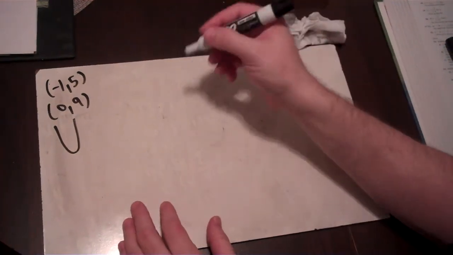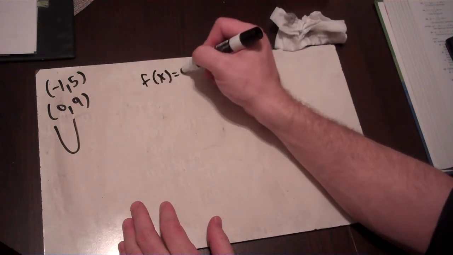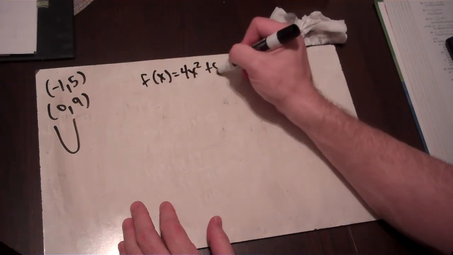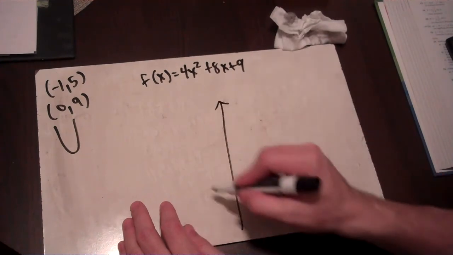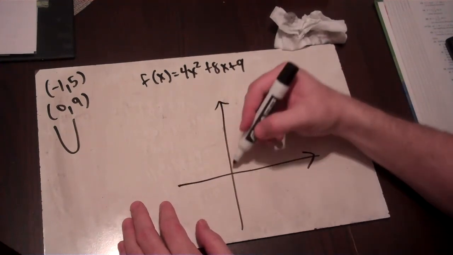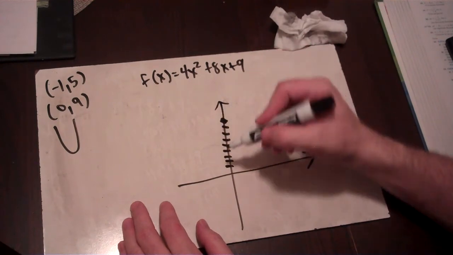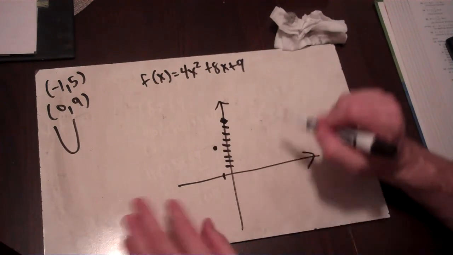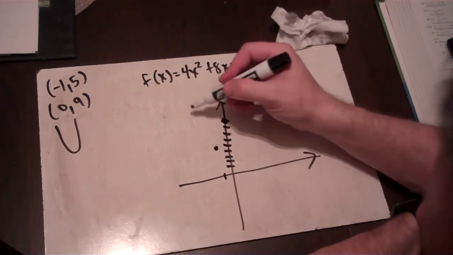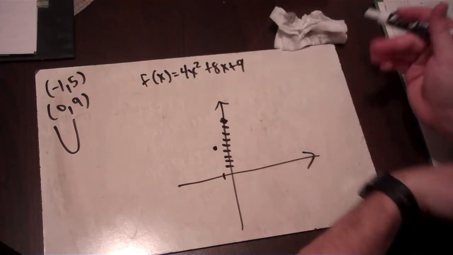So I'm going to rewrite the function. It was f of x is equal to 4x squared plus 8x plus 9. And if I go to graph it right now, I really don't have enough information. 1, 2, 3, 4, 5, 6, 7, 8, 9. That's this point. 1, 1, 2, 3, 4, 5. That's this point. So that's the vertex, and it opens up. Now, odds are it looks like this. But how quickly does it jump up?